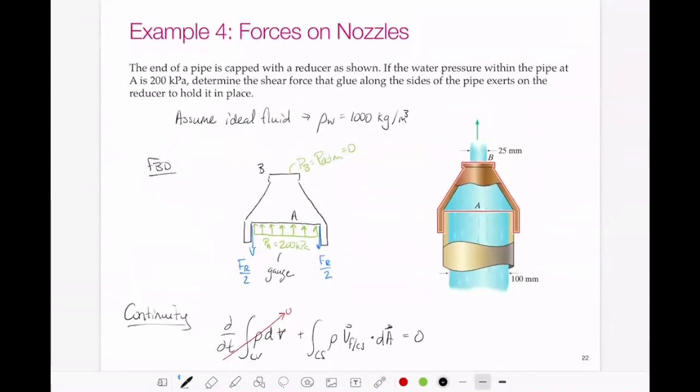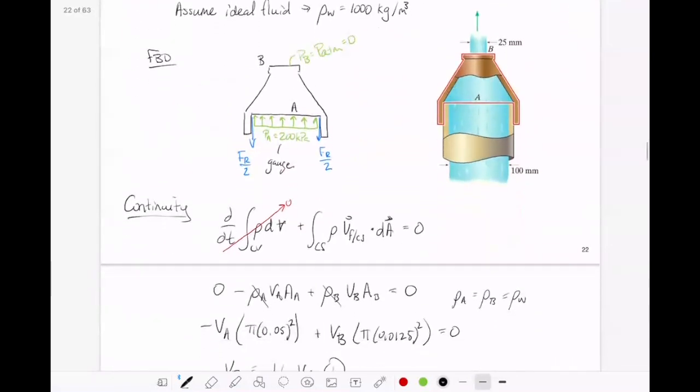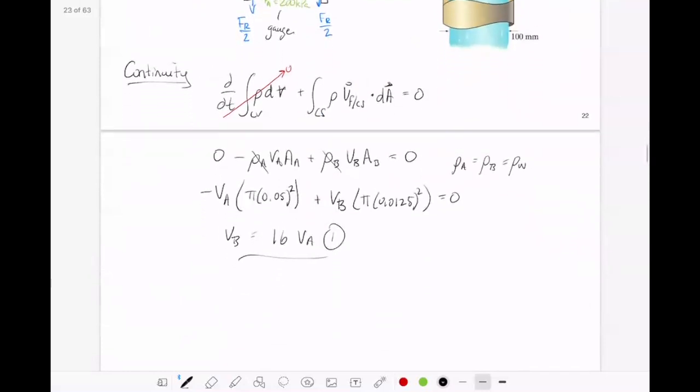It says determine the shear force that the glue along the sides of the pipe exerts on the reducer to hold it in place. So we have information about the velocity of the fluid entering and exiting. We have the areas. We know the flow rate difference. We know the pressures at A and B. We have a free body diagram. Now let's write our momentum equation.